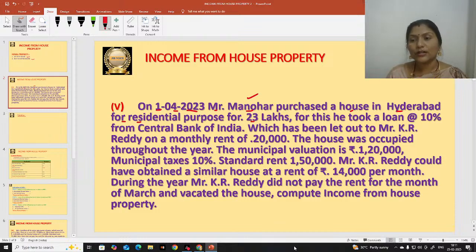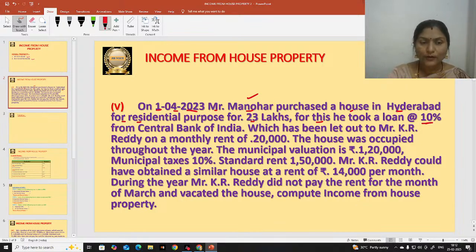For this, he took a loan at the rate of 10%. So he purchased the house for 23 lakhs, but he took one loan from the bank. And what is the interest that he is paying? 10% interest. So he is paying 10% interest on the loan of 23 lakhs rupees. This is the interest on the loan that he took for purchasing the house. This interest on loan is eligible for the deduction under section 24 subsection B. So we will calculate it later.